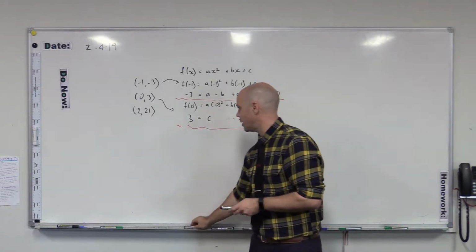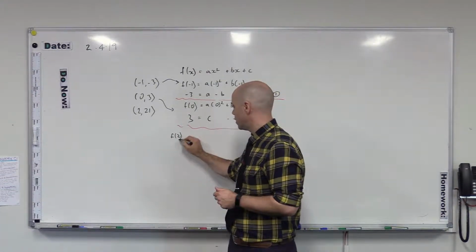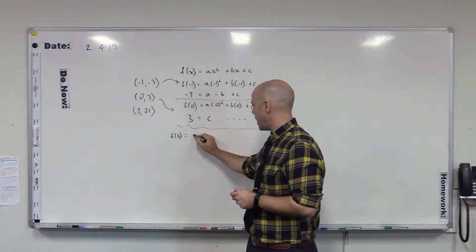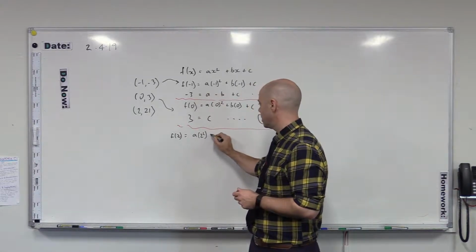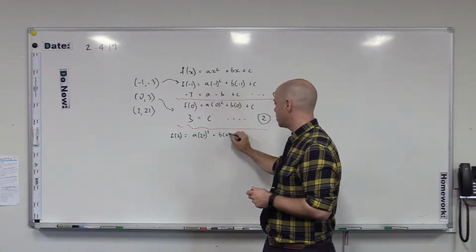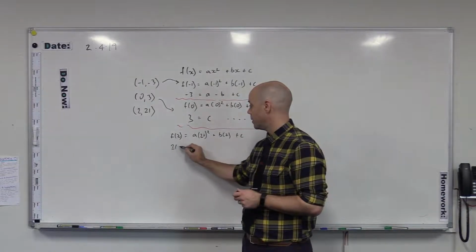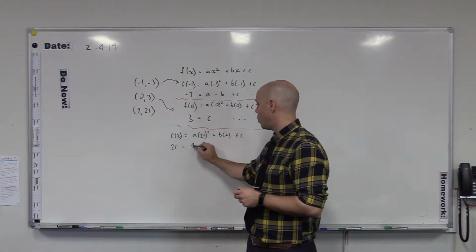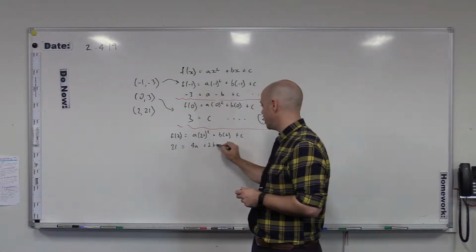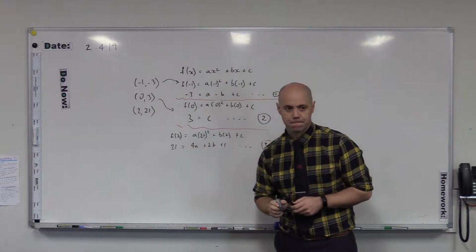Let's put the third one in now. The function at 2 equals a times 2 squared. Sorry, the square should go up here. Plus b times 2 plus c. And that function at 2 equals 21, so 21 equals 4a plus 2b plus c. And that is equation number 3.